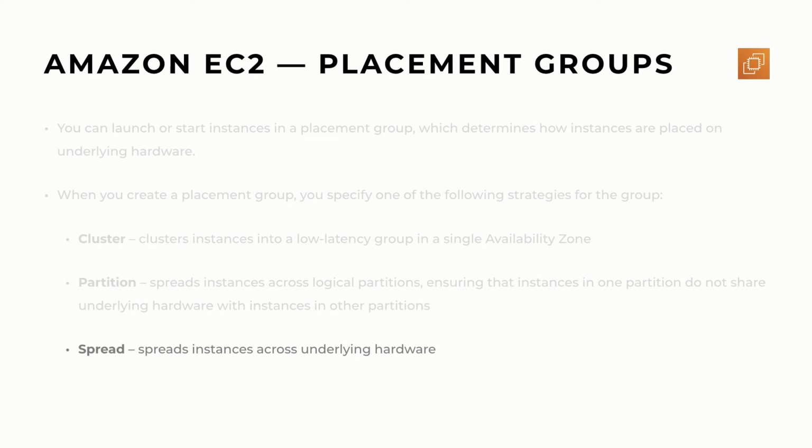A spread placement group can span multiple AZs, and you can have a maximum of 7 running instances per availability zone per group. If you start or launch an instance in a spread placement group and there is insufficient unique hardware to fulfill the request, the request fails. Amazon EC2 makes more distinct hardware available over time, so you can try your request again later.